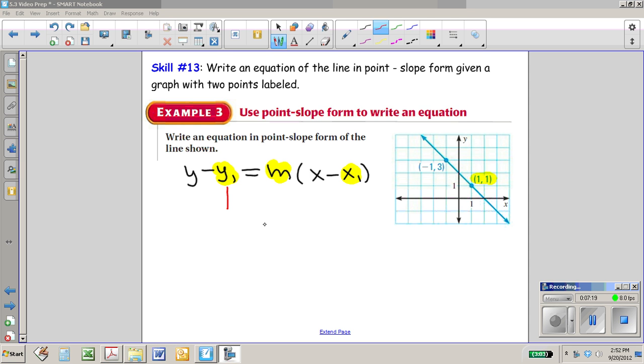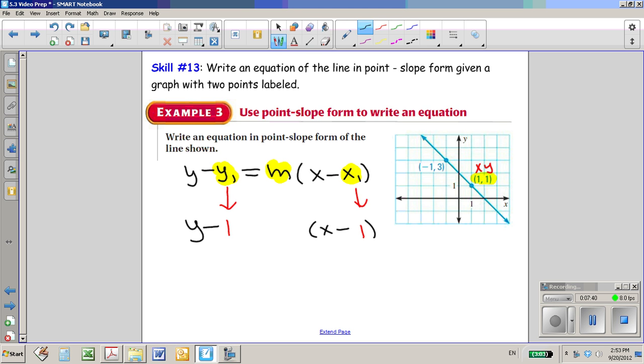Okay, so we're going to use 1 for the y coordinate, and then we're going to use 1 for the x coordinate. So I replace the y1 with the 1. I replace x1 with a positive 1. And my x and y are not going to change. So y minus 1, x minus 1. But I do need to know the slope.